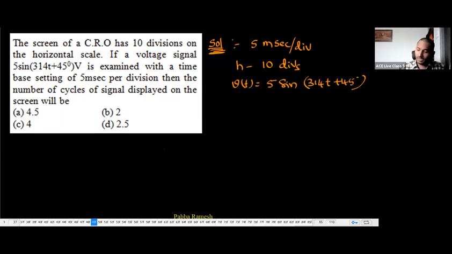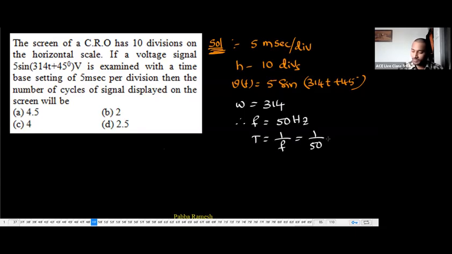Sir, what is the omega? Omega is 314. Therefore, F is equal to how much? 50 hertz. I hope everyone knows this. And what is the time period of this one? 1 by F, 1 by 50. That is 20 millisecond. Time period of the given waveform is 20 millisecond.